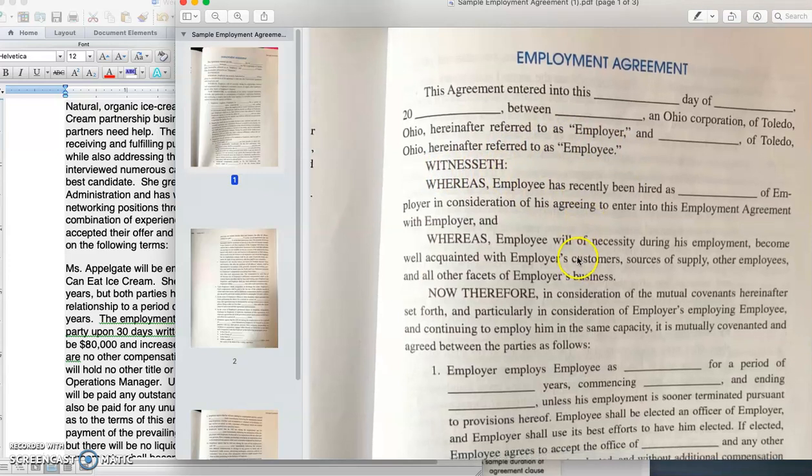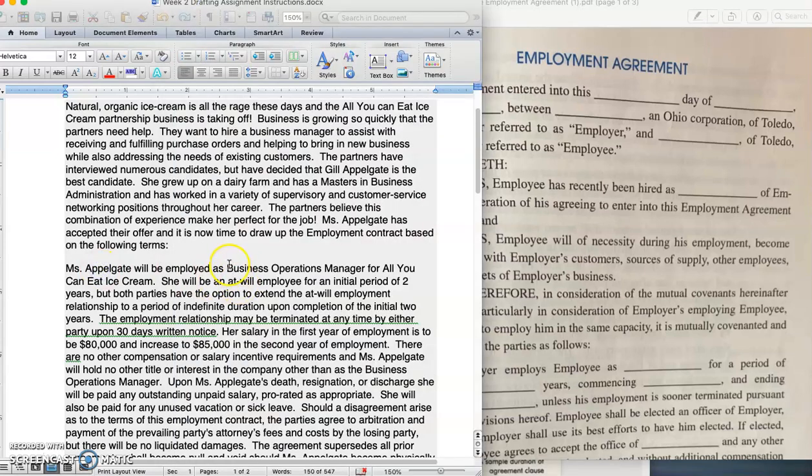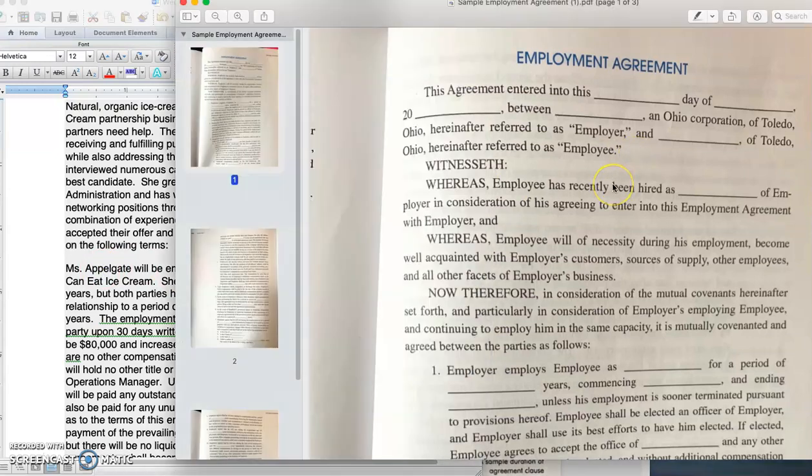And then you would write whereas, and you'd be typing this up in your Word document. Whereas employee has recently been hired as, what's she been hired as? They want to hire her as the business operations manager. And you could phrase it as has recently been hired as, or will be hired as, right? Because this is going to be occurring. Either one is fine. And so she's going to be hired as the business operations manager of employer, right?